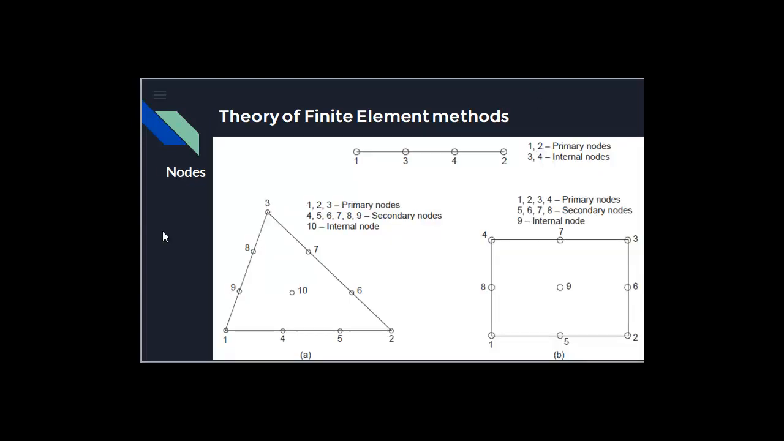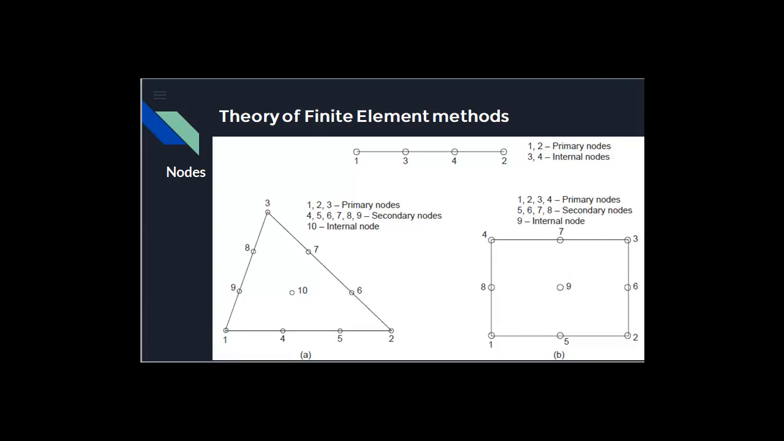This picture will help us to understand the primary and secondary nodes, and internal and external nodes. Let us see the different types of nodes in the triangular element. In the triangular element, nodes 1, 2 and 3 are the primary nodes, whereas nodes 4, 5, 6, 7, 8, 9 are the secondary nodes. The node inside the triangular element, node 10, is called the internal node. In the case of a rectangular element, the nodes at the corners 1, 2, 3 and 4 are the primary nodes. The nodes along the sides, 5, 6, 7, 8, are the secondary nodes. The node inside the rectangular element, node number 9, is called the internal node.